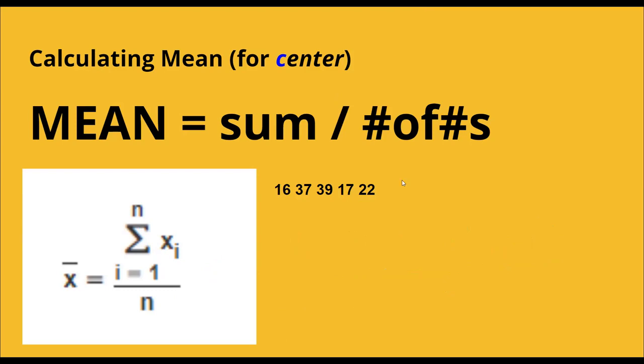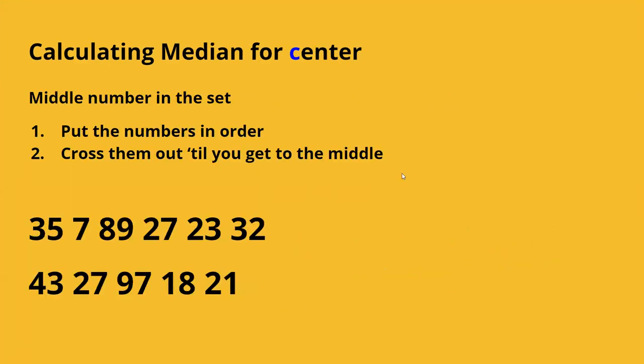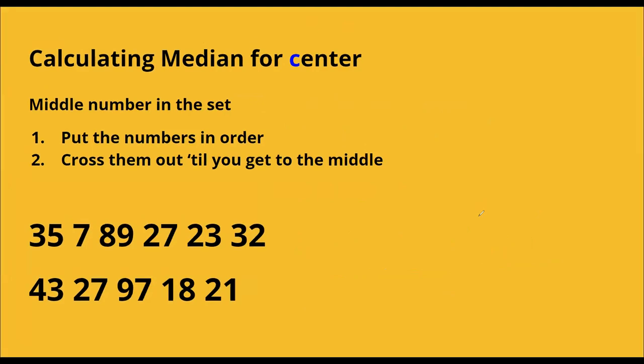All right, median. Median is the number in the middle. And remember, this is the more common thing that we can use to describe the center because it's not affected by extremes as much. So put the numbers in order and then cross them out until you get to the middle. You've got to put them in order.